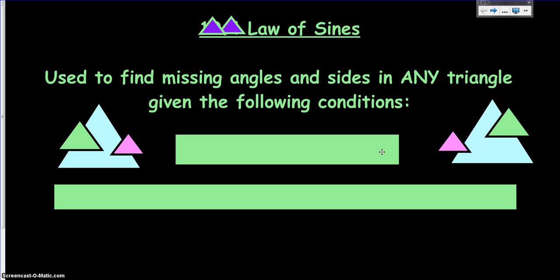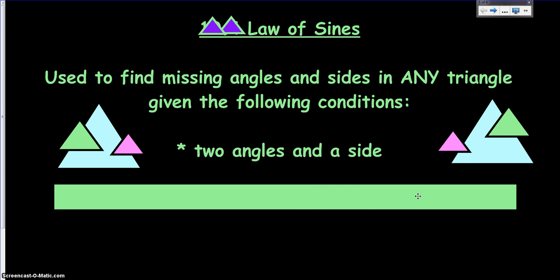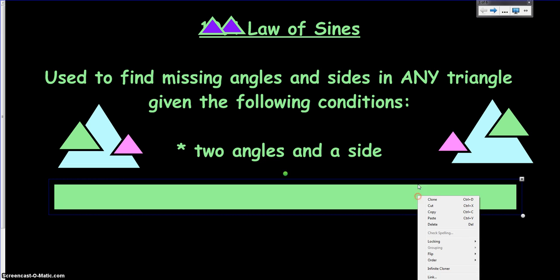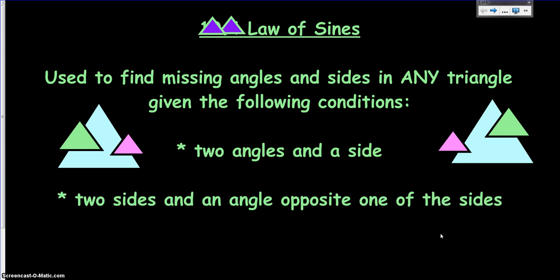Now, we only can use the law of sines in two given situations, and so far, that's all that you're going to be able to see. There is another formula that you can use to find missing angles and sides. You can use the law of sines when you have two angles and one side, or if you have two sides and an angle opposite one of the sides. As we go through the examples, you will see how these two match up.